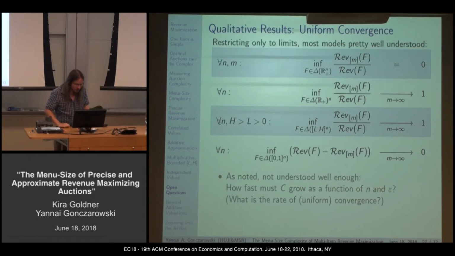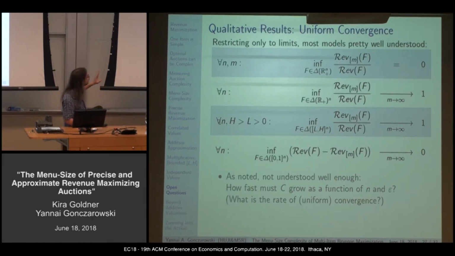Another form of open problem is to look only at qualitative results. So qualitatively, if we don't care about the rate of convergence or the rate of the growth of the menu, but what can be achieved or cannot be achieved, then we're in pretty good condition. The first result is the impossibility result, saying that, how do you read this? For every number of items n and for every menu size m, if you take a look over all possible distributions at the worst ratio between what you can get via menu size m and what you can get via any menu size, that's 0.